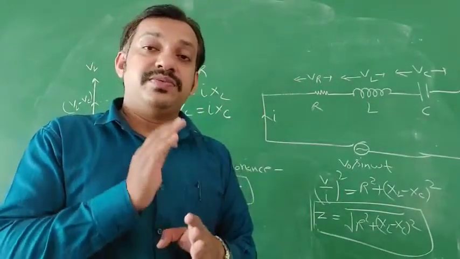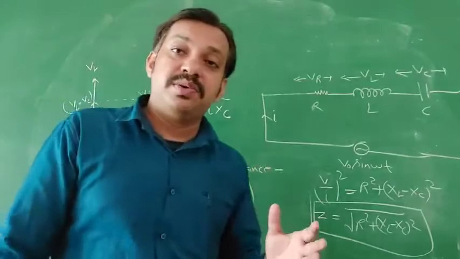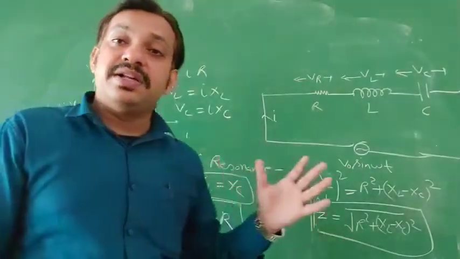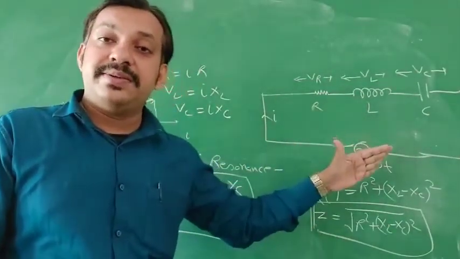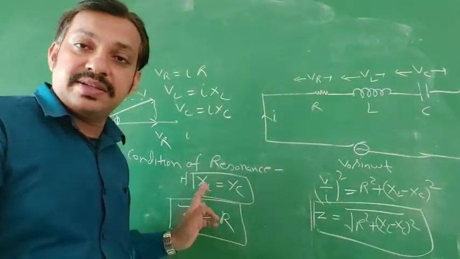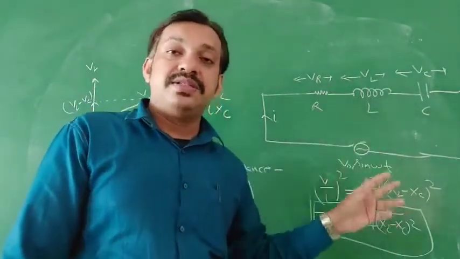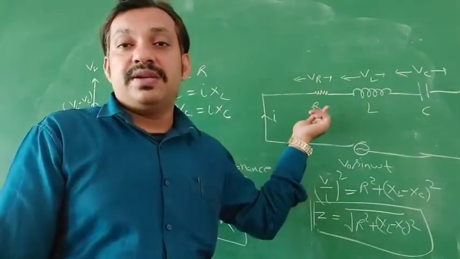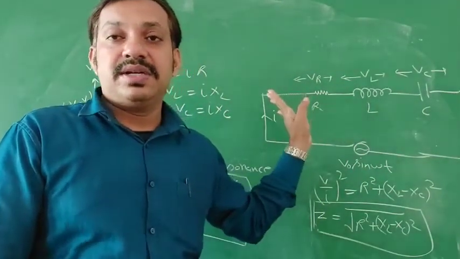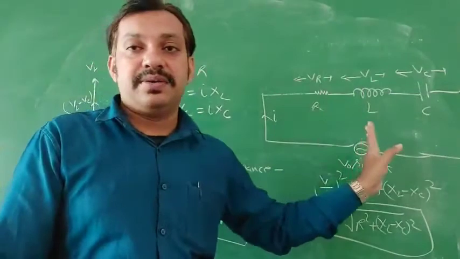So this is very important. This question is often asked in the board examination: what do you mean by the condition of resonance in the LCR circuit? So the case is XL is equal to XC, and in that case the circuit resistance is similar to the resistance value of this resistor. There is only Z equals R.